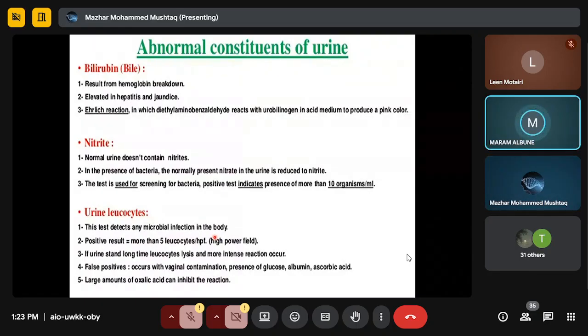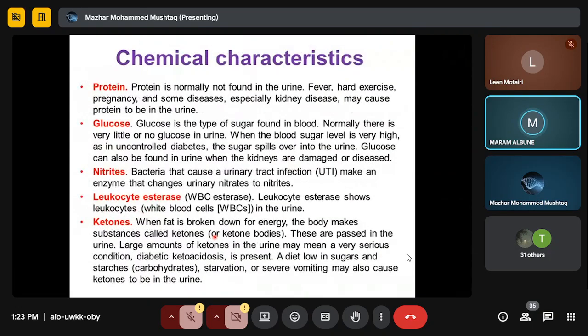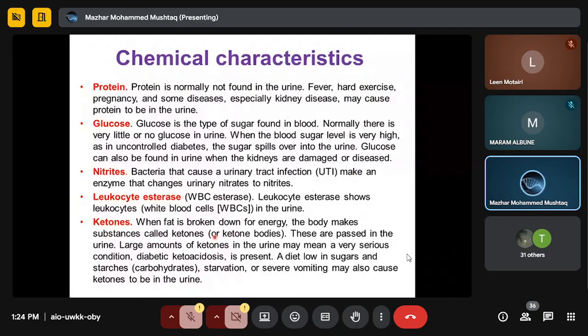Doctor, in the slide about chemical characteristics of the urine, all these contents are abnormal, right? Yes. But you give examples in normal physiological states like pregnancy or exercise, where they are normal, but usually they are not normal, right? Yes, but exercise is not a disease. Similarly, pregnancy is not a disease. As you get along with hard exercise, your body gets adapted to that, and then there will be less protein.